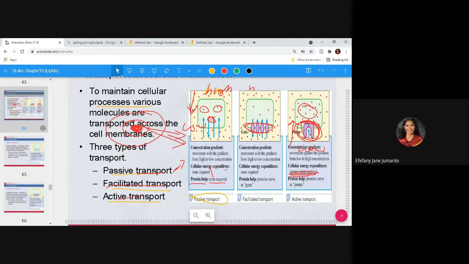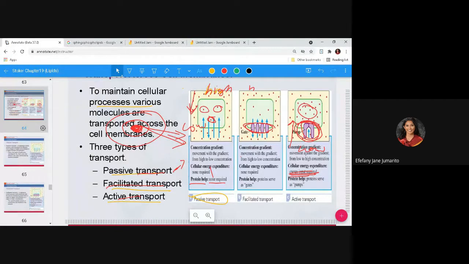Then we have facilitated transport. Facilitated transport uses specific proteins as its pathway. It has specific protein carriers or transporters involved in the process. So that's why the protein there acts as your gate.